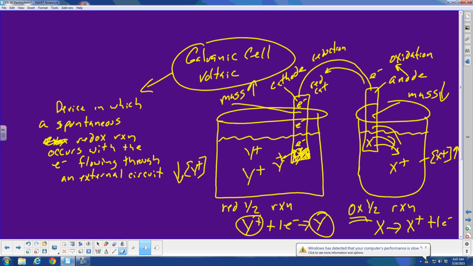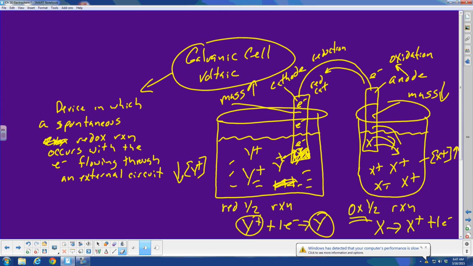I'm starting to get an imbalance in charge within my reduction half reaction. I keep losing pluses here. So that means my negatives, my other anion, builds up in concentration here, and my X pluses build up here. So I'm building up a positive charge in my oxidation half cell.